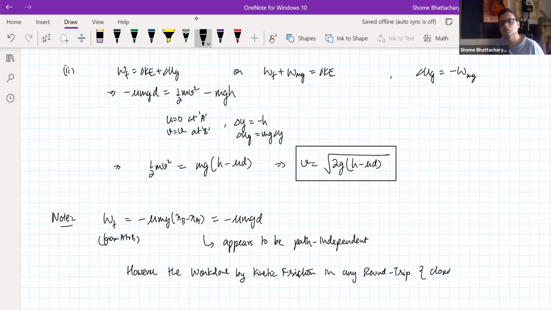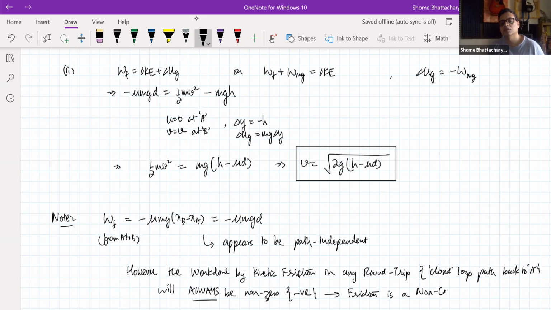In a closed loop type of path, back to A, the work done will always be non-zero. In fact, it will be a negative non-zero quantity. So friction is a non-conservative force. Kinetic friction is acting as a non-conservative force. So always, without exception, kinetic friction acts as a non-conservative force.